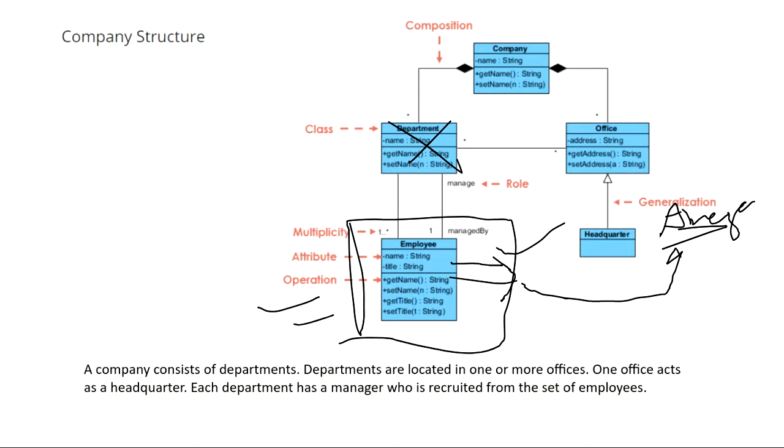Got it? Company has many offices. Company has many offices. Yes, right. Department has one or more than one employee. Okay. Department is managed by one employee. Yes. Department has multiple offices and office has multiple departments. Yes, right. Department has one or more than one employee. Yes, right.